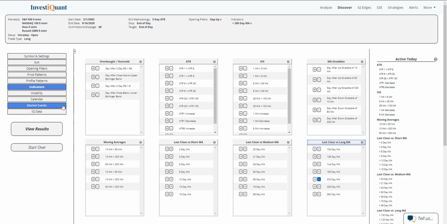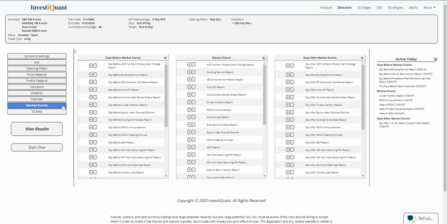And then lastly, I'm going to go into the market events section. In the market events, day of events here, I'm going to find the FOMC announcement, which is right here, hit equals next to that, and then click view results.